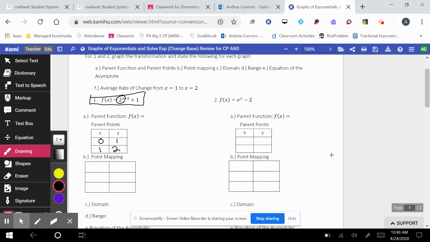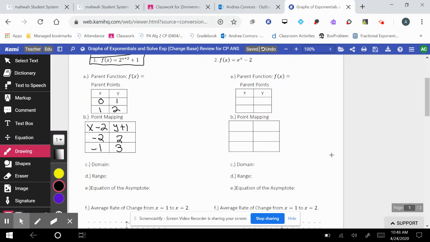Your point mapping is evil inside, so it's going to be x minus 2 and y plus 1. 0 minus 2 is negative 2. 1 minus 2 is negative 1. 1 plus 1 is 2. 2 plus 1 is 3.